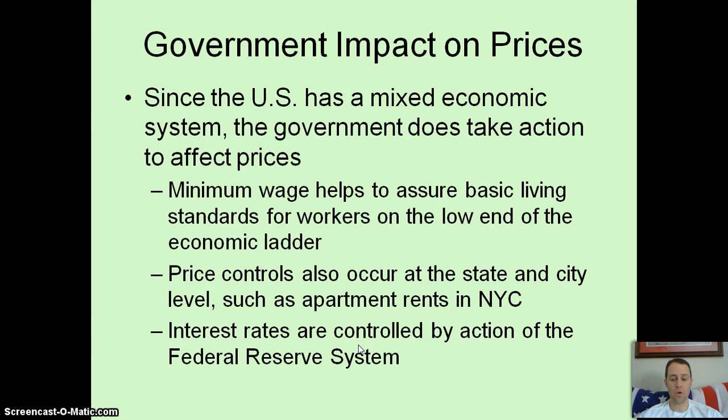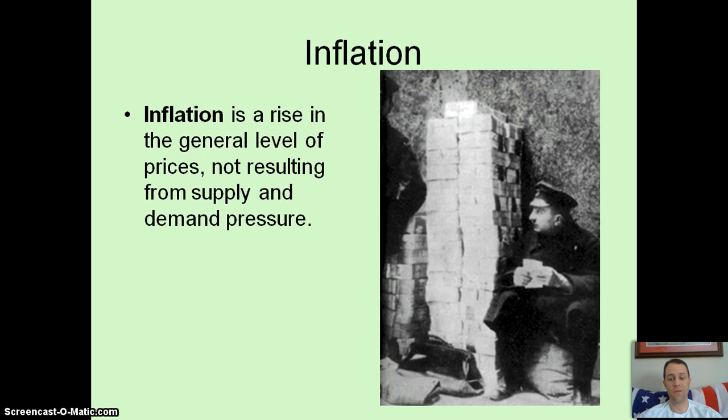Interest rates are controlled by action of the Federal Reserve System. Interest rates are the price to borrow money. If you go get a loan, you have to pay interest on that. The Federal Reserve System sets the interest rate, so they're setting what the price is to borrow money. They do that in an effort to control inflation. Inflation is one role that the government has. One goal is to maintain a steady, low rate of inflation.